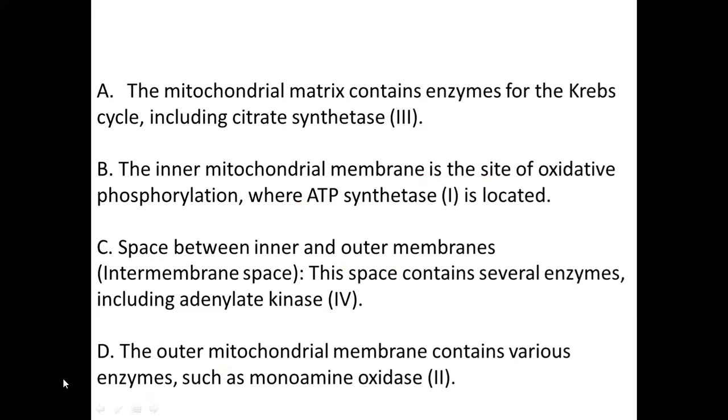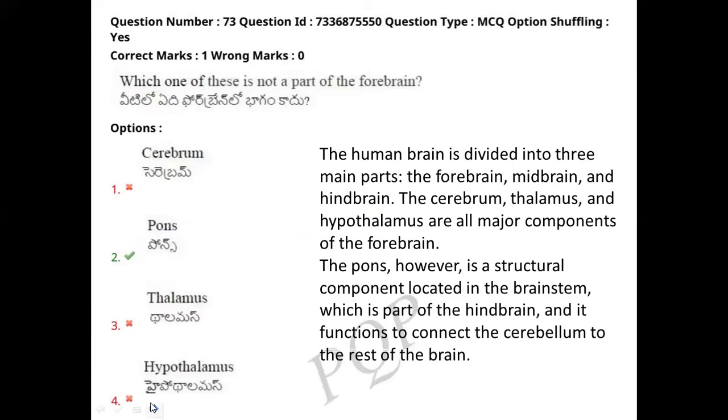So this is your explanation. The matrix has citrate synthase, responsible for the Krebs cycle. The inner mitochondrial membrane has ATP synthase, which is responsible for formation of ATP. In the inner and outer membrane space, we can see adenylate kinase. In the outer membrane, you can see monoamine oxidase. It will have various enzymes.